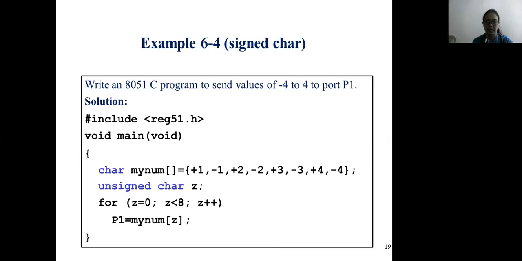So this program will continuously toggle the data present at port 1. The next program is for signed character: write an 8051 C program for sending values from -4 to +4 to port P1.